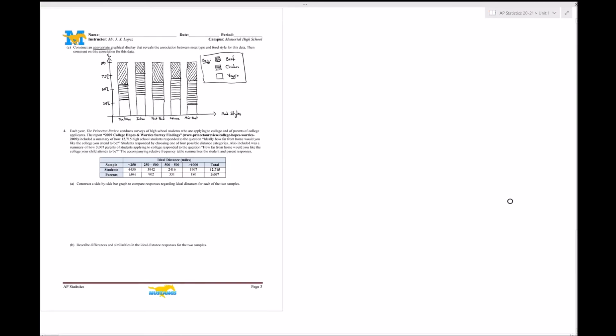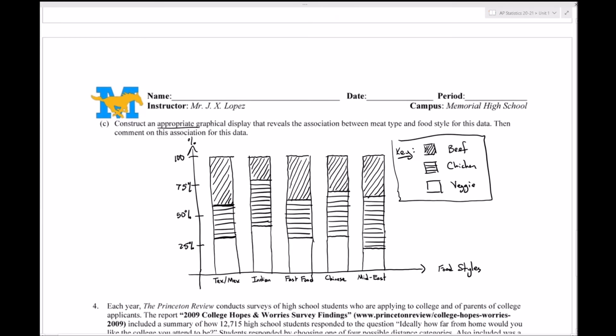And then it's going to ask us for something else. So I zoomed out too much. Then comment on this association for this particular data. So they wanted a graphical display that reveals the association between meat type and food style. How are those related to each other? How are these two variables distributed within each other? And then comment on it. So when they ask you to do that, and we have percentages, percentages can allow us to make meaningful comparisons between these variable values within these other conditional variable values.